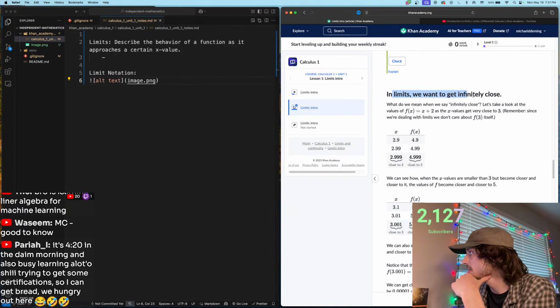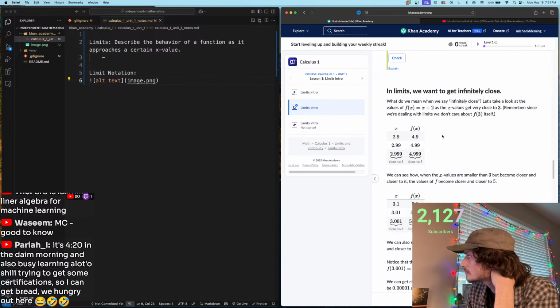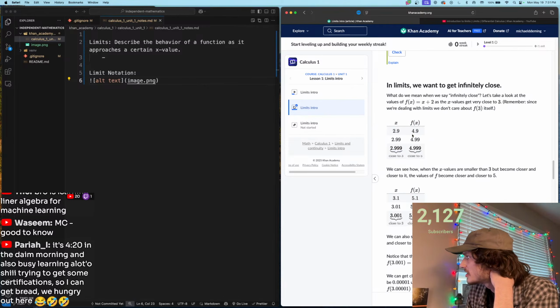In limits, we want to get infinitely close. What do we mean when we say infinitely close? Let's take a look at the values of f of x equals x plus 2 as the x values get very, very close to 3. Remember, since we're dealing with limits, we don't care about f of 3 itself. So given some values very, very close to 3, as we approach 3, we get values close to 5.